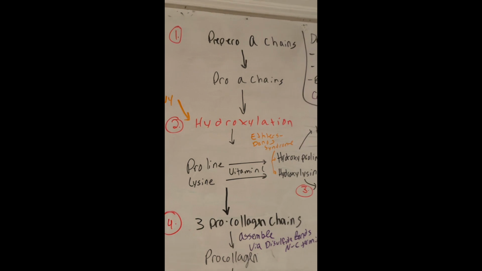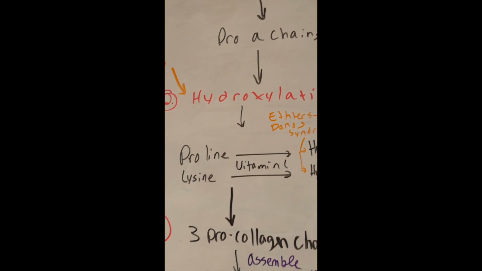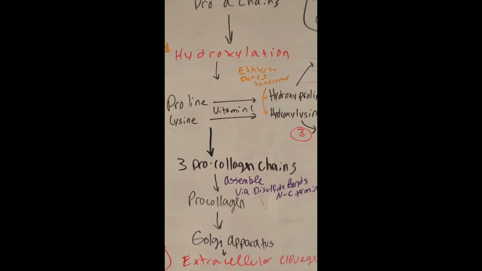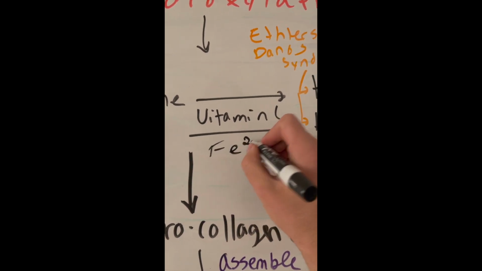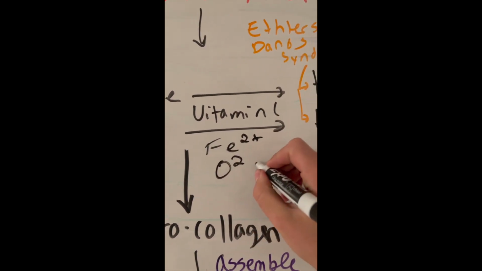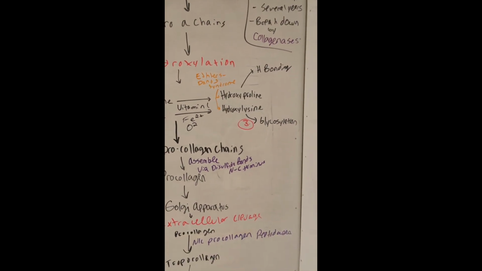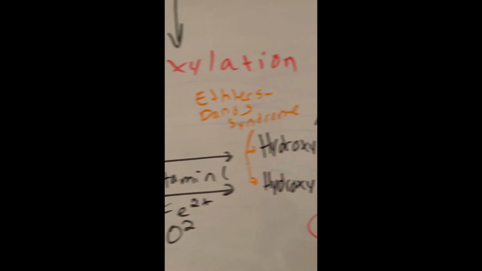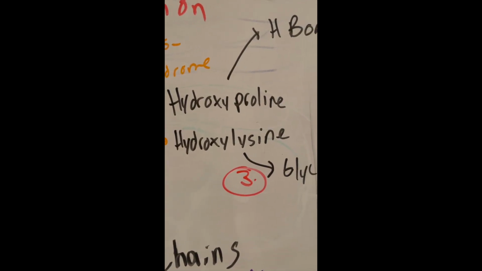Okay, this pro alpha chain is now going to undergo hydroxylation. This hydroxylation is going to do what? It's going to take proline and lysine using vitamin C, right? Vitamin C, what else? Iron and an oxygen molecule, right? And it's going to form hydroxyproline or hydroxylysine. We said proline goes to hydroxyproline, and then lysine goes to hydroxylysine.